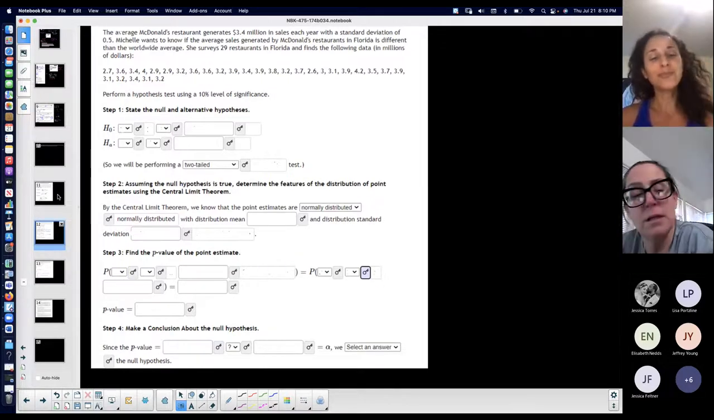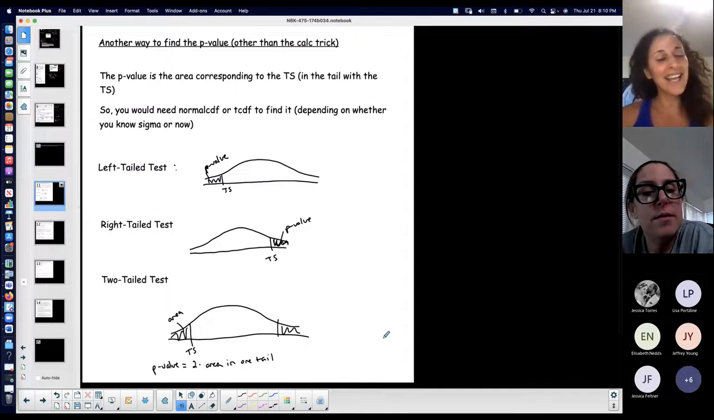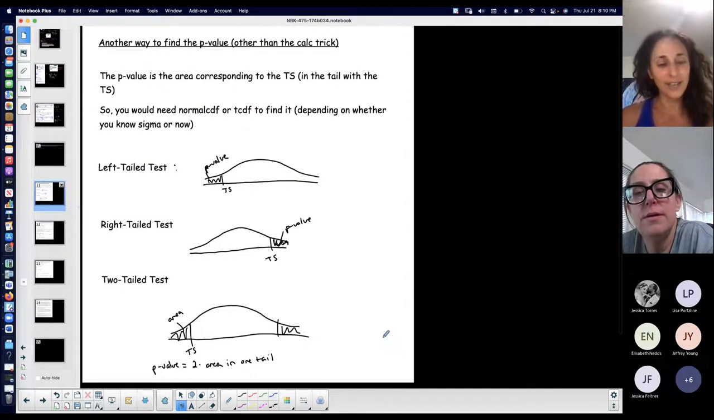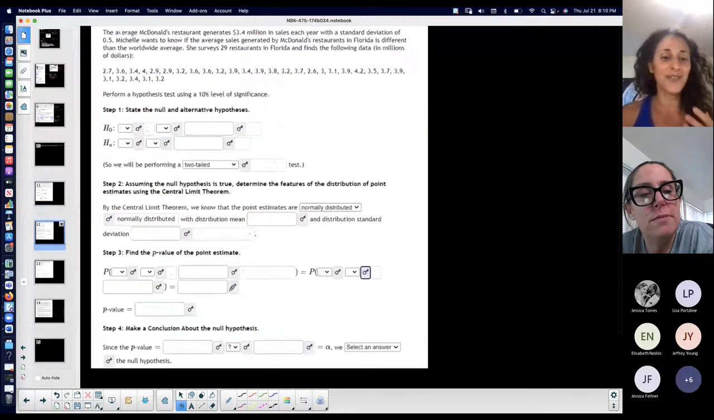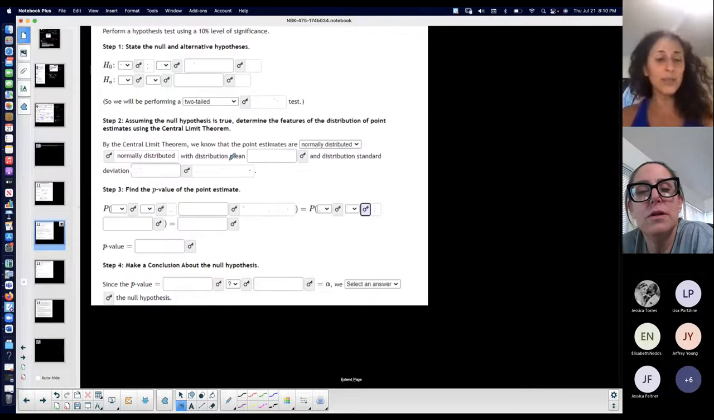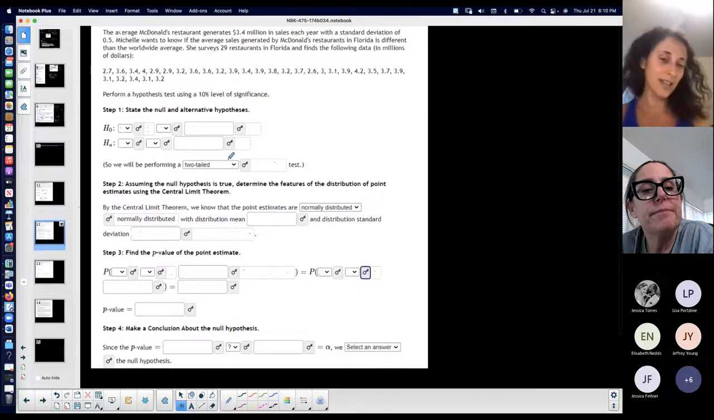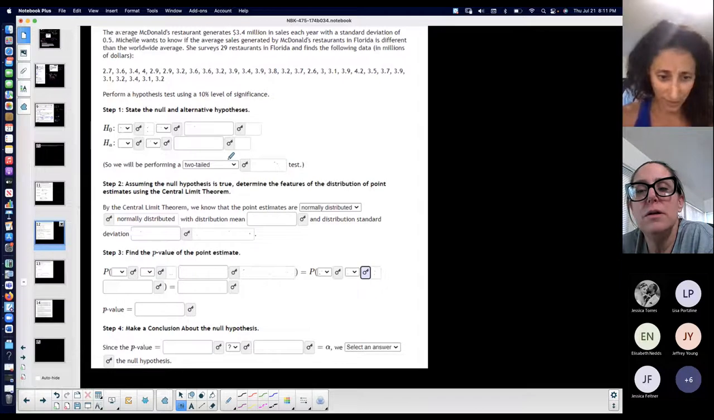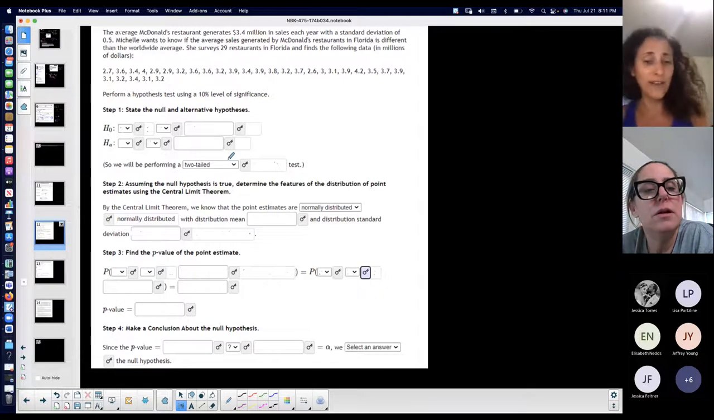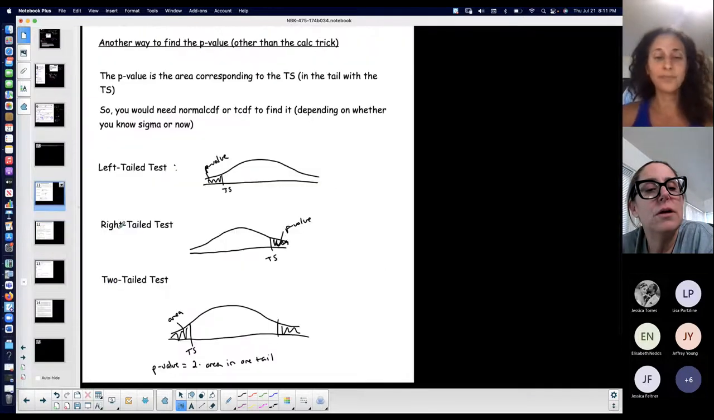So it's like I said, the old school way of finding a p-value. But again, like I said before I started recording, after these types of problems, if I want a p-value, I'm not going through this process. I'm going to use the calculator trick. But I'm still going to use the calculator trick on this one to not only get my test statistic, because I'm not going to go through the formula, but also to verify the p-value that I get.